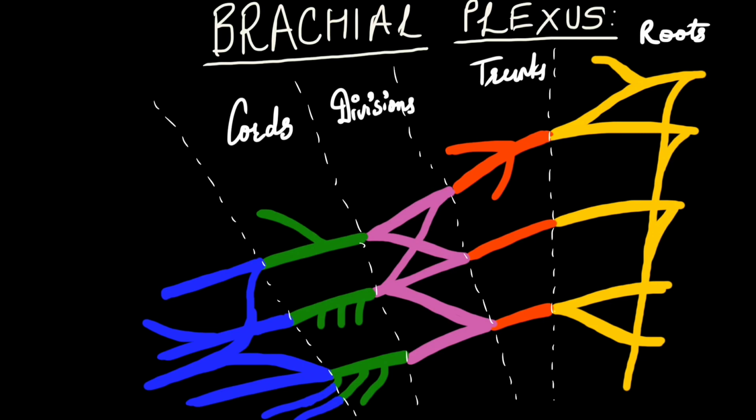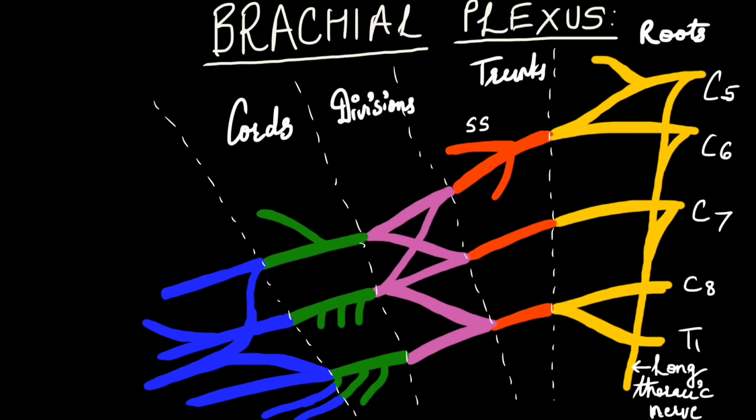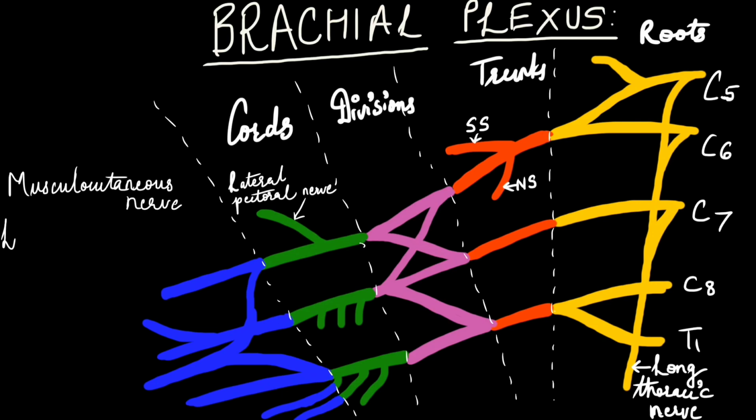Supraclavicular part. Roots C5 and C6 join to form the upper trunk. Root C7 forms the middle trunk. Roots C8 and T1 join to form the lower trunk. These lie in the neck between the scalenus muscles, within a sheath from the prevertebral fascia, see figure 12.10.